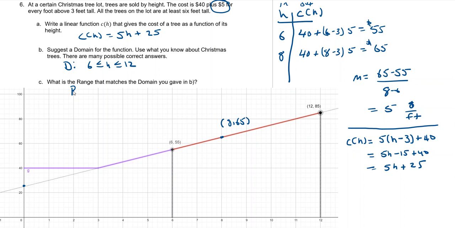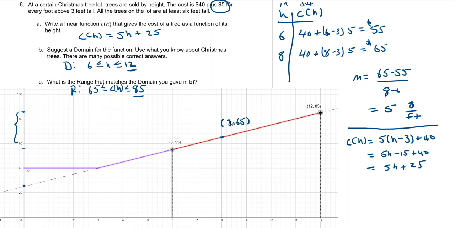The range then is going to be the range of outputs between those two numbers. So at 6 feet, you're at 55, which is about right here. And 85 is around there. Not sure what that scaling is, kind of a strange scaling. That's your range, between 55 and 85. So 55 is less than or equal to the cost for a given height, less than or equal to 85. And again, this number will depend on what you chose for the upper limit. As long as you're consistent, I've got to mark it correct. Okay, that's the right answer.